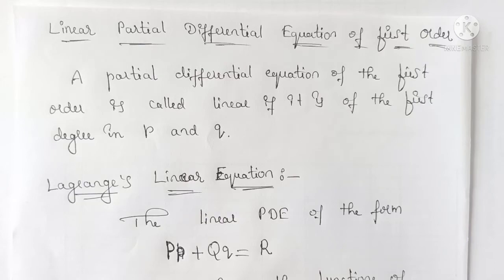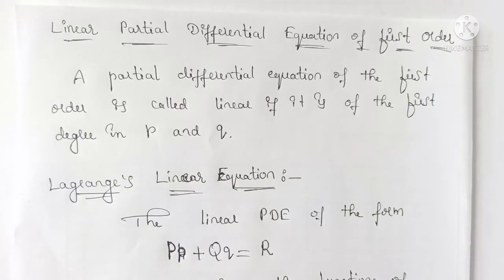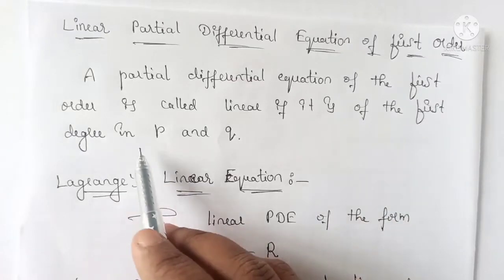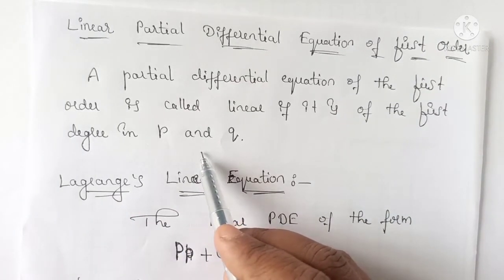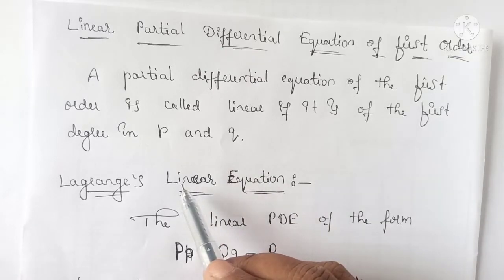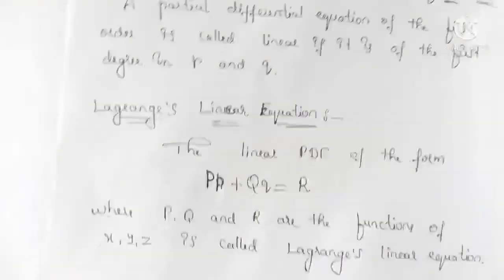In this video, we continue with partial differential equations. In this section, we study the linear partial differential equation of first order. Any partial differential equation of the first order is called linear if it is of the first degree in p and q. That is, if the degree of p and q is 1, then it is called a linear partial differential equation. Next, Lagrange's linear equation.